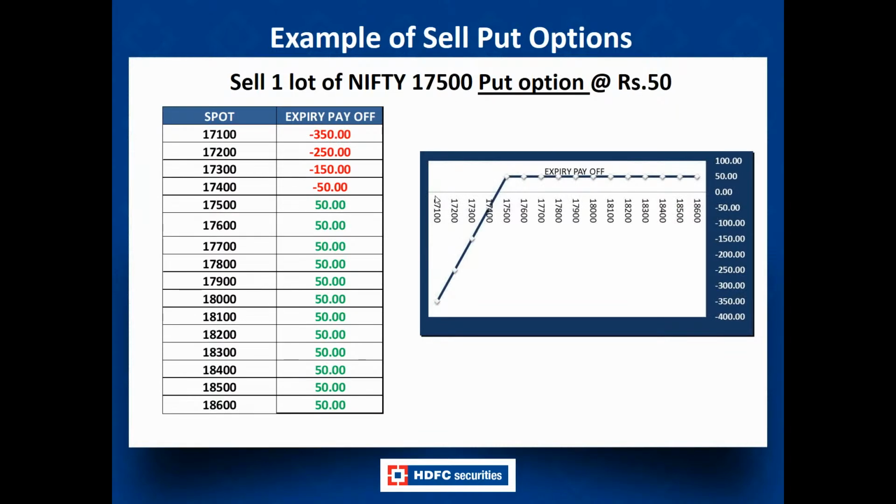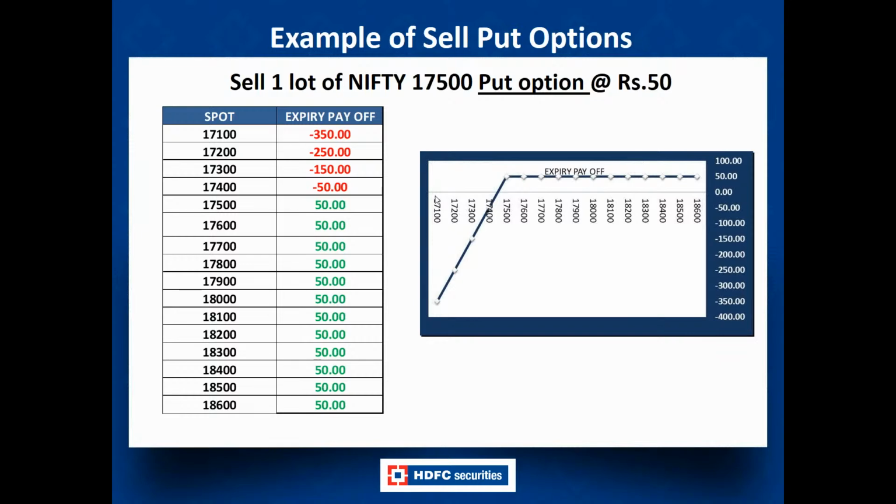Now let us understand selling a put option. As I made you understand, if you are bullish, either you can buy a call option or you can sell a put option. So here I have a view that Nifty at no cost will go below 17,500 level. So what I do, I will sell the 17,500 put option. That means I am bullish above 17,500 level. So I will sell the 17,500 put option at 50 rupees.